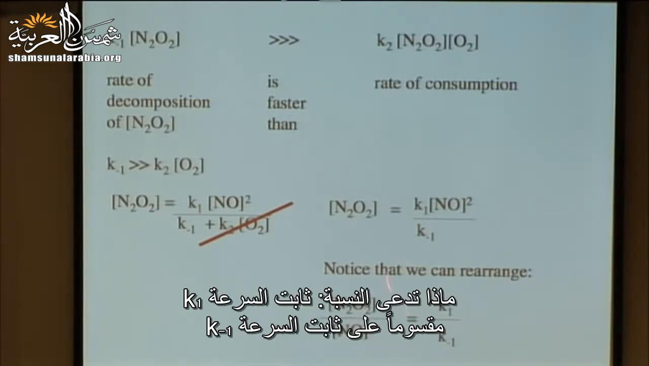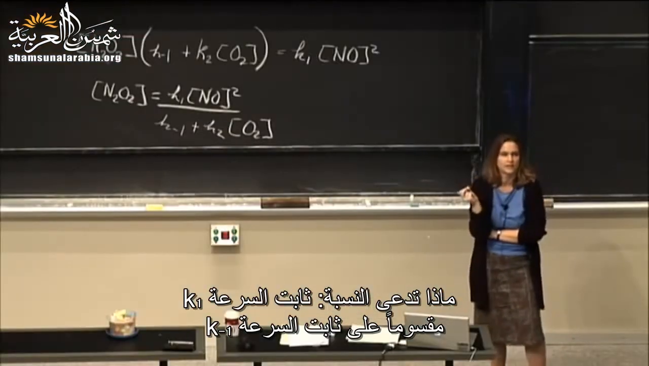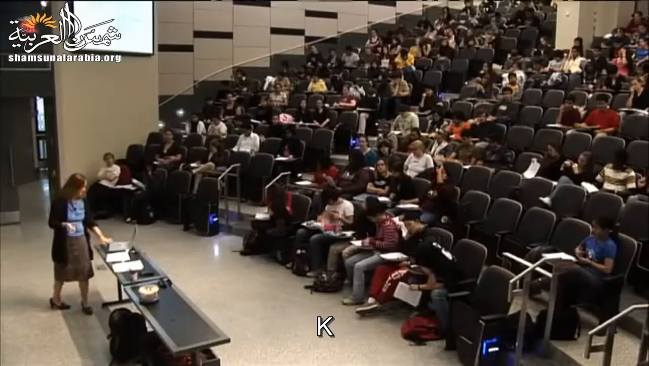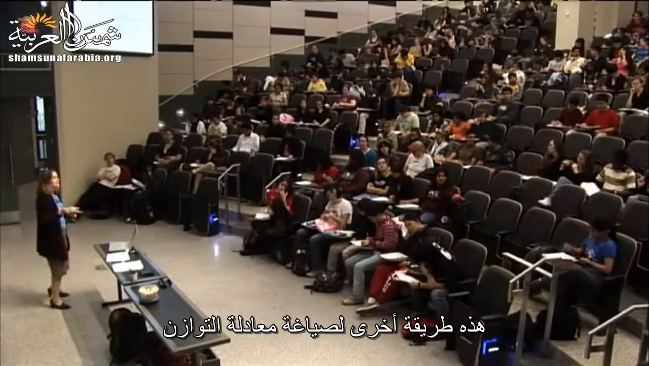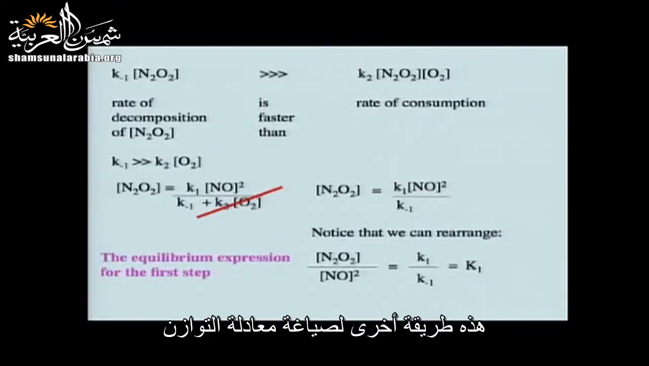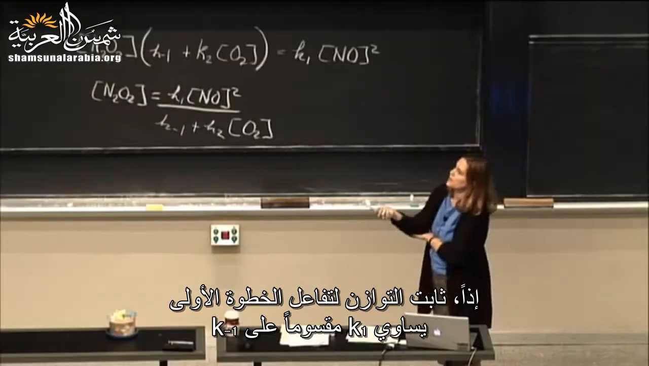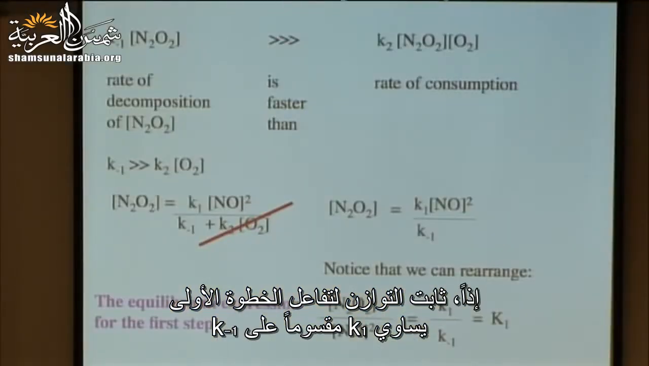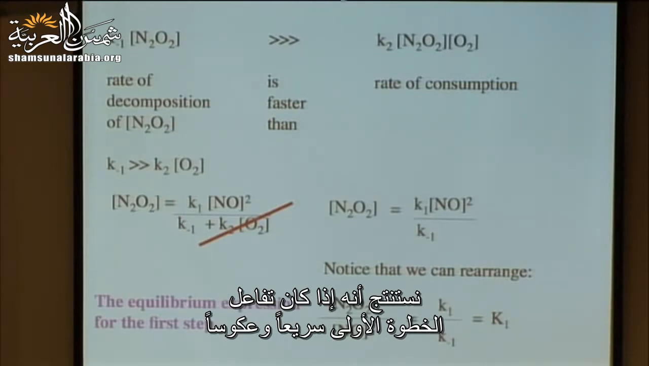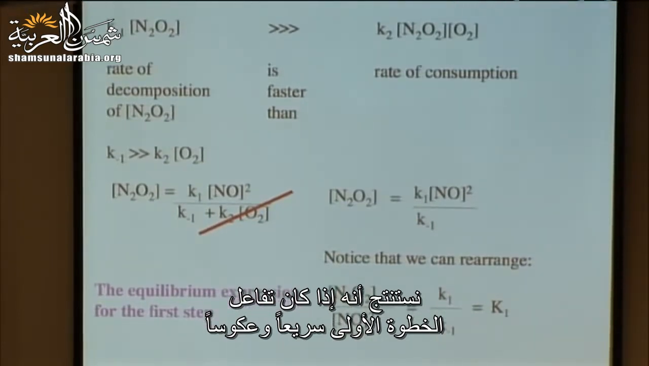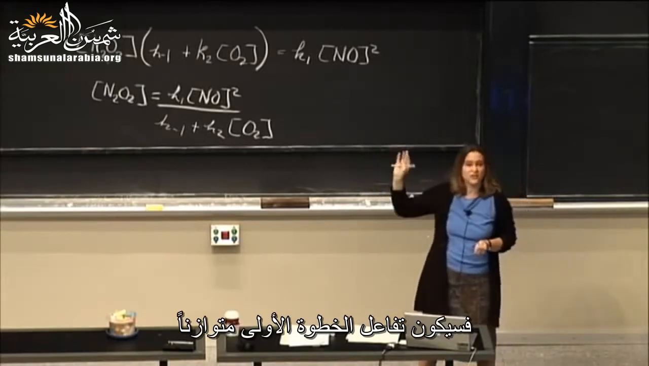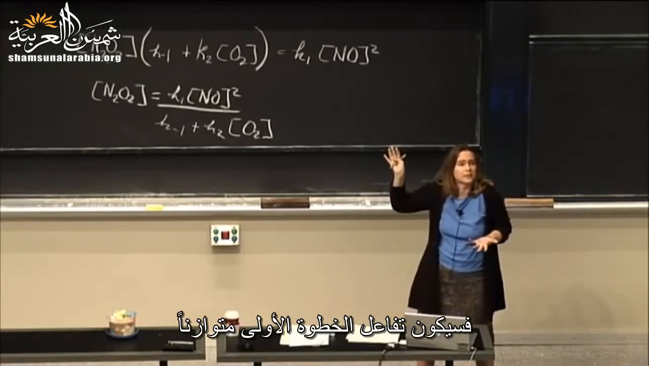What is little rate constant k1 over rate constant k minus 1? Big K. Big K, right. So that's another way of saying the equilibrium expression. So it's the equilibrium constant for the first step is equal to k1 over k minus 1. So basically, what we're saying then, if we have the first step being fast and reversible and the second step being slow, we're saying that the first step is really in equilibrium.